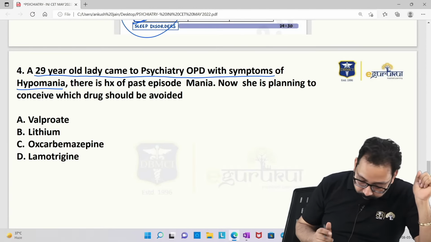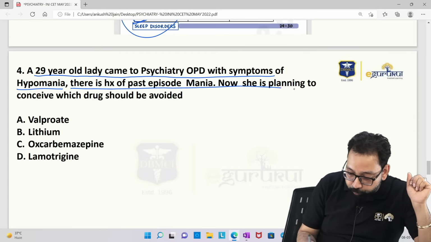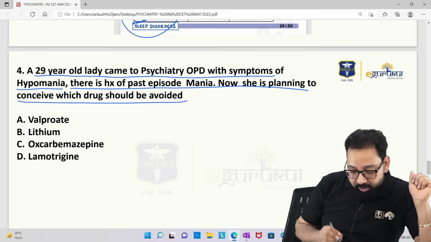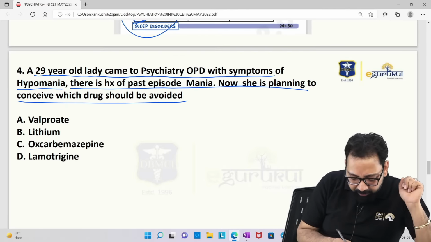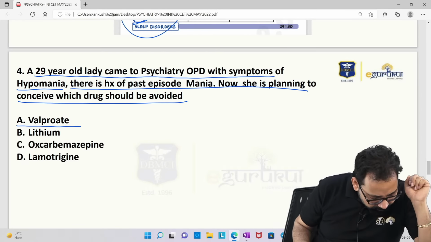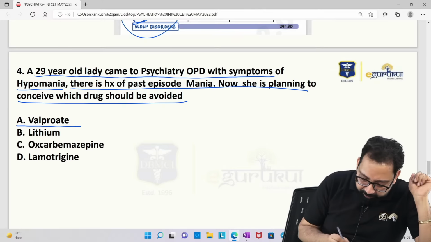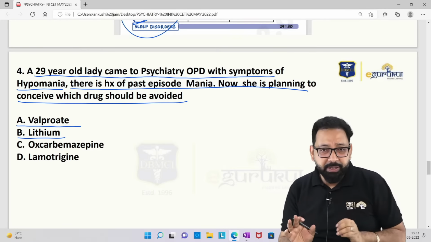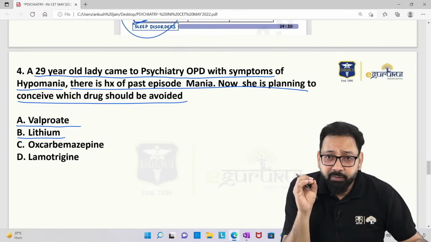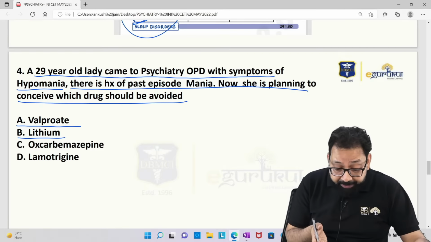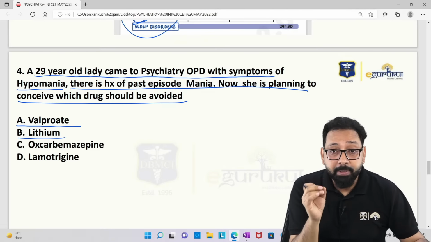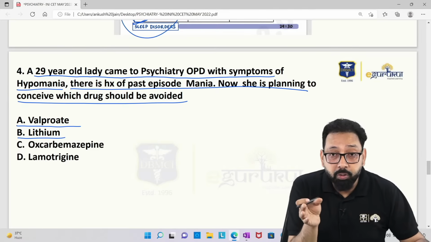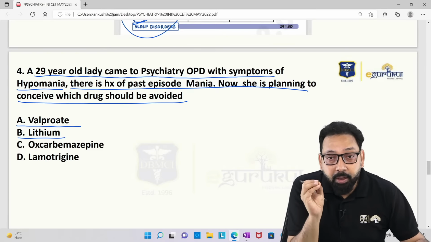Yes, this is which should be avoided. Actually this becomes a little bit controversial, but I usually say yes, both lithium and valproate should be avoided. But I always say that in the childbearing age group, if they are planning to conceive, even if a newly married lady comes to you, planning to conceive or not, never ever start valproate in the childbearing age group.